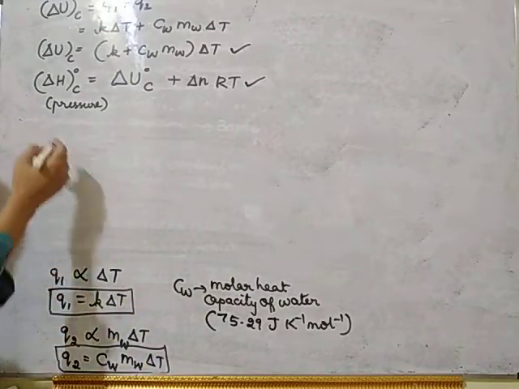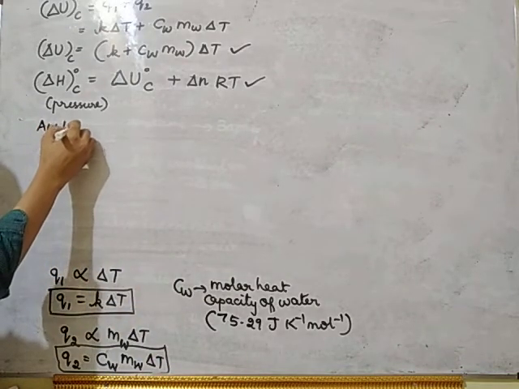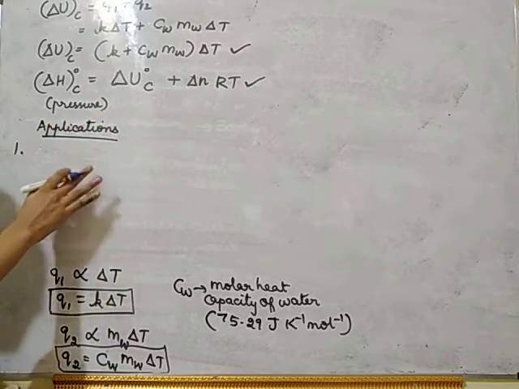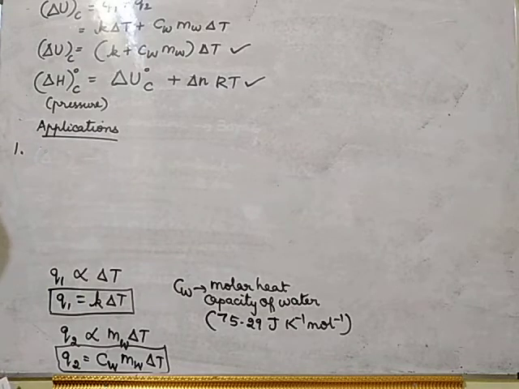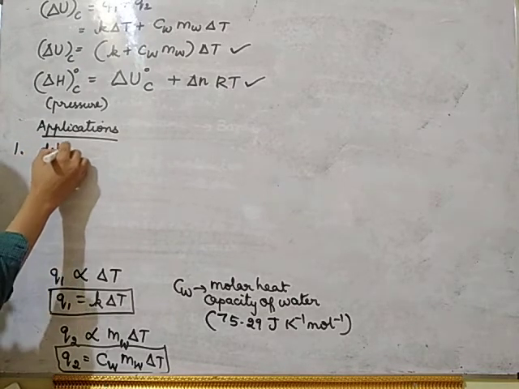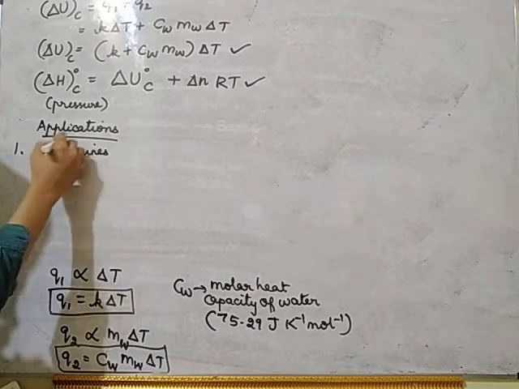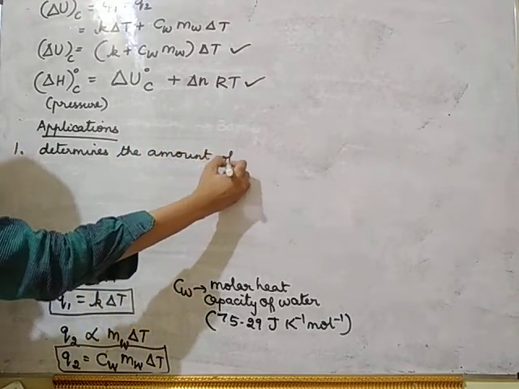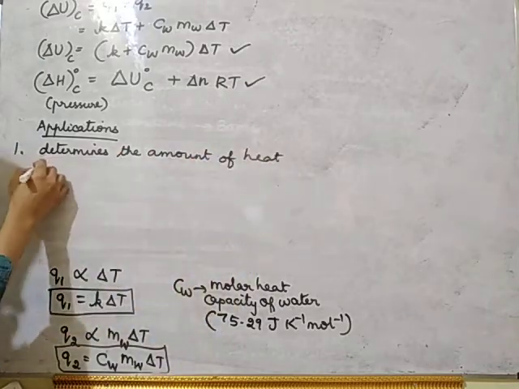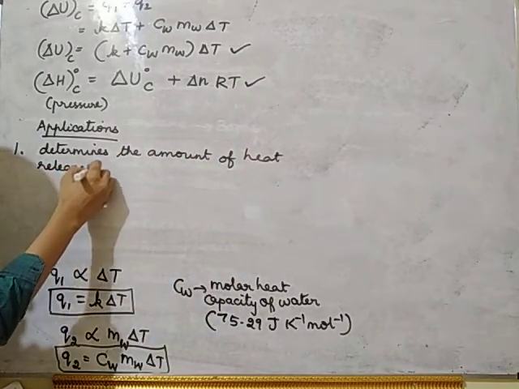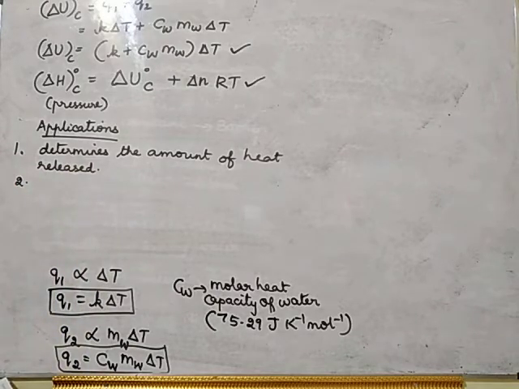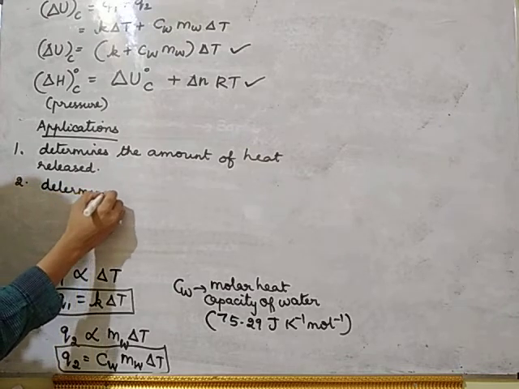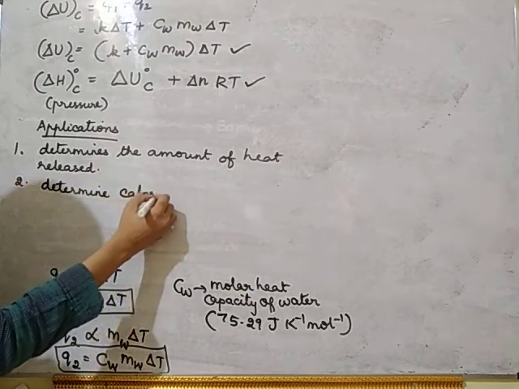Applications of bomb calorimeter. The first application: it is used to determine the amount of heat released. Then it is used to determine the calorific value.